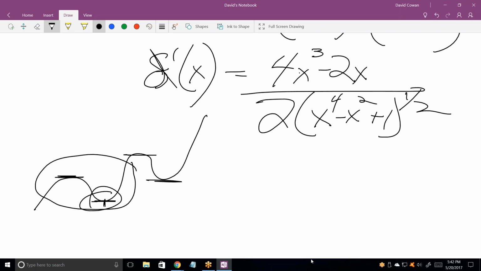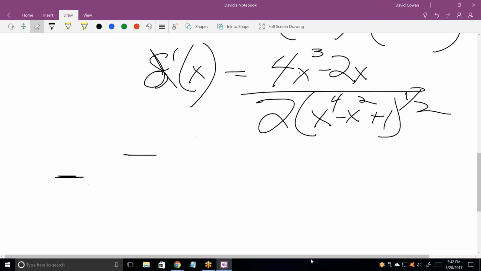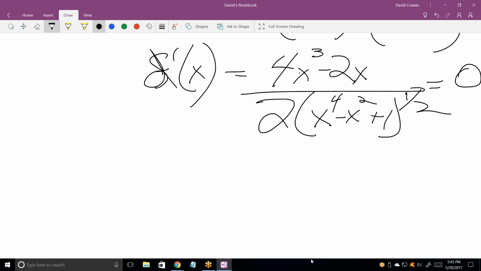But your minimums and maximums occur when the slope of the tangent line equals 0. Always remember that in calculus, that's what first derivative means. It's not just the slope of the tangent line, but the instantaneous rate of change. And when you're at a relative extreme point, that's where it's equal to 0. So again, I'm going to set that equal to 0, which means what?